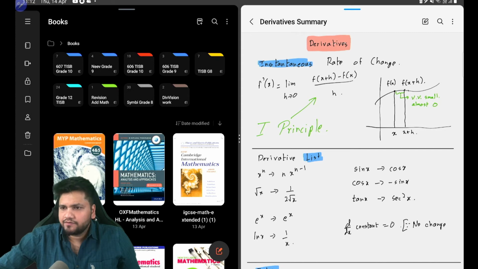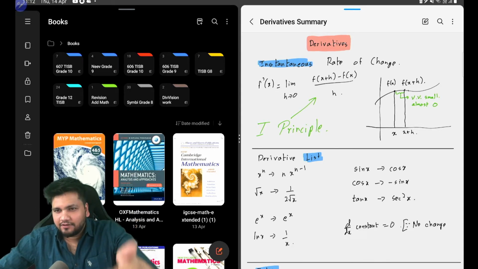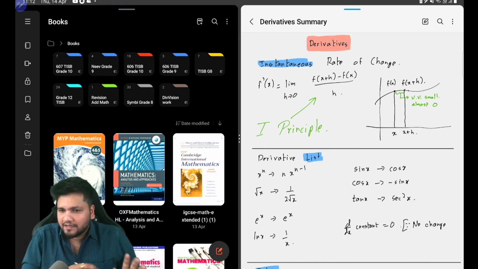Basically instantaneous rate of change, right? So when there is a change, we use y2 minus y1, or rather final velocity minus initial velocity upon final time minus initial time, right? So that's what we do.